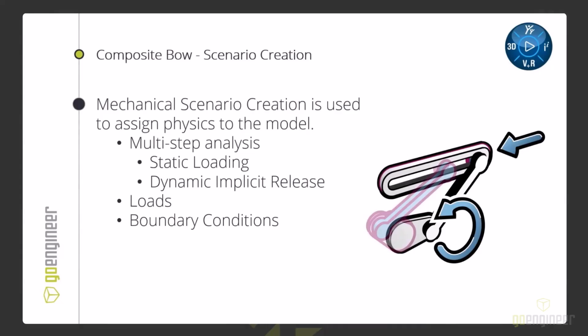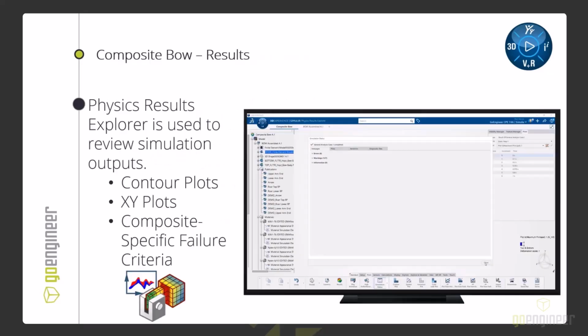So the scenario creation I always find to be the easiest part of the process. We did a multi-step analysis where really we only had 2 boundary conditions to assign. Holding on to the bow, pulling it back for our first step, and then the second step is the release. So the scenario creation for this analysis was pretty straightforward. So let's get into the good stuff and look at some results.